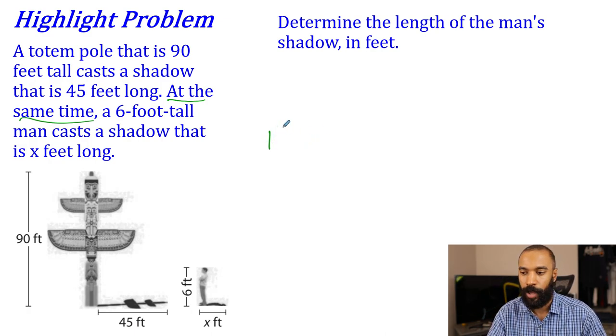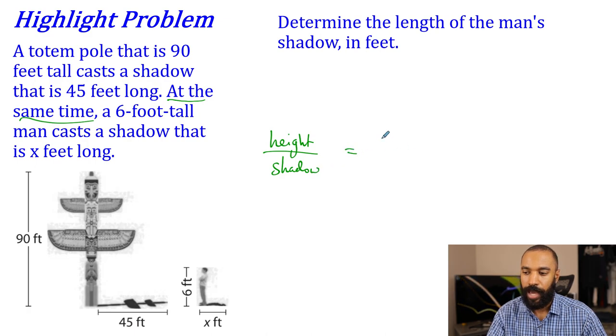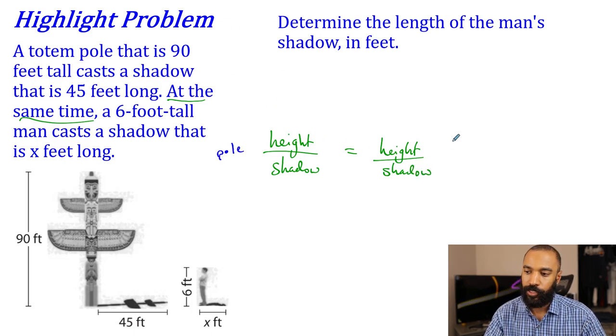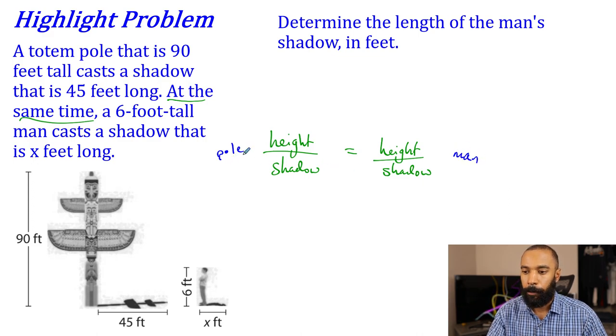Sorry, I'm not going to do totem pole. I'm going to say height of object, height to shadow length, with height to shadow length. And by this, I'm referring to this is for the pole and this is for the man. The pole's height and shadow length, the man's height and shadow length.